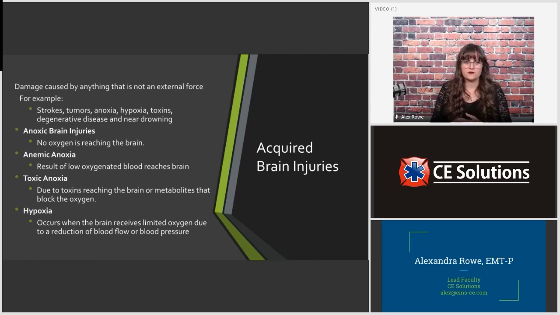Hypoxia occurs when the brain receives limited oxygen due to the reduction of blood flow or blood pressure. This is why it's important for patients who are exhibiting signs and symptoms of shock to be treated, if they are hypovolemic and need fluid, really anything. It could be a traumatic injury. It could be a medical situation where you have a fluid shift, where now the fluid is in the interstitial space and it's not in the vessels where we need it to be. So patients can actually become hypoxic that way.